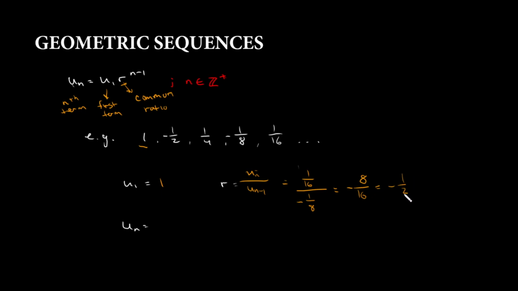And if you're not convinced, you can check it for different numbers and it'll make sense. So now we know u1 and r, and so we can write this sequence in the general form. So it goes 1 times minus 1 over 2 to the power of n minus 1. And since 1 is just 1, you don't have to write 1. It becomes that as the final form. So geometric sequences, the only difference between arithmetic and geometric is that it's being multiplied instead of added.